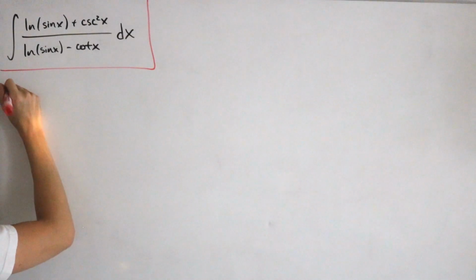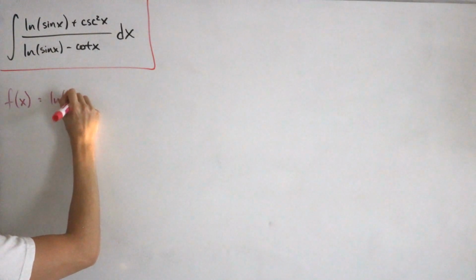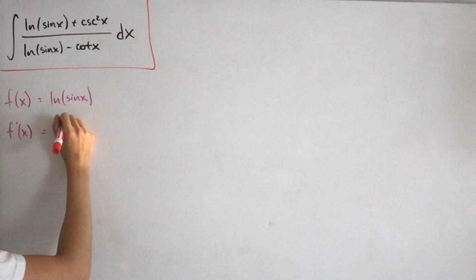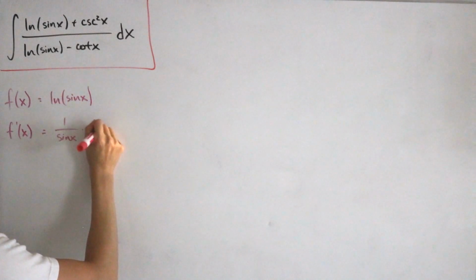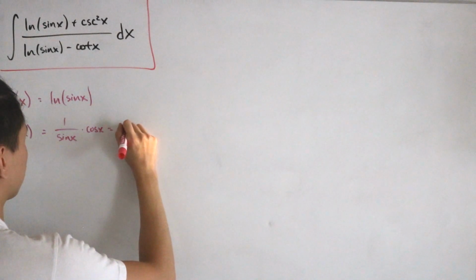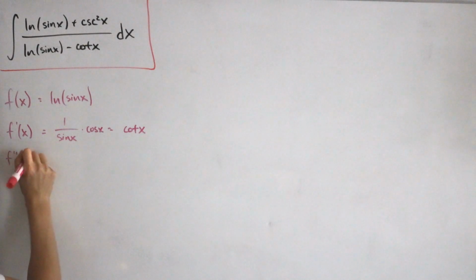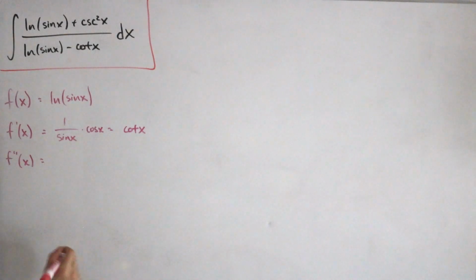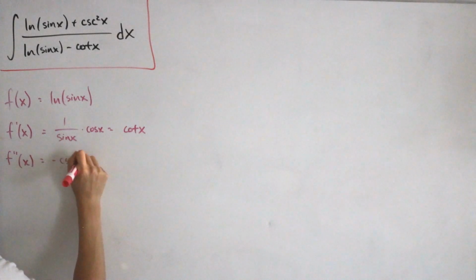Let me call f of x, since we're doing our substitution, the natural log of sine of x. If I take the derivative, this is going to be 1 divided by sine of x, then the derivative of the inside, which is cosine of x. So I have cosine of x divided by sine of x, which reduces to the trigonometric identity cotangent x. Then if I take the second derivative, based on your tables of derivatives, f double prime of x is going to be negative cosecant squared of x.